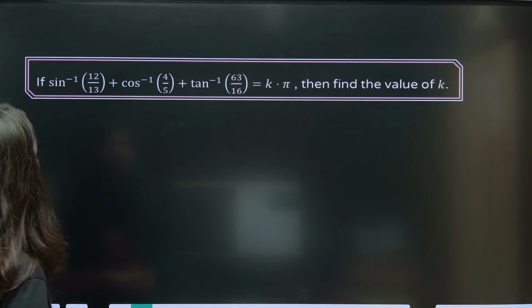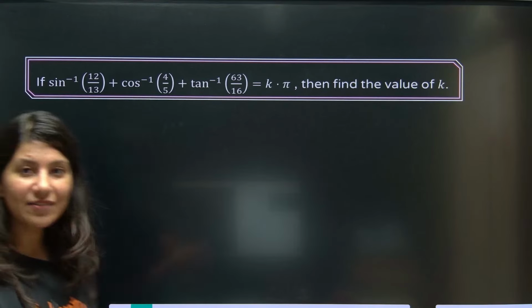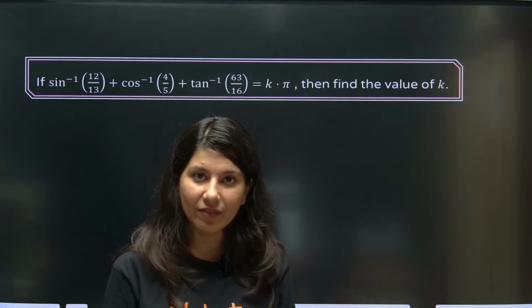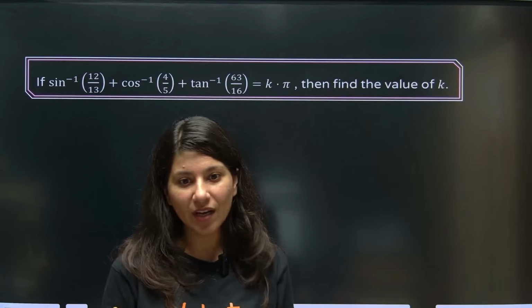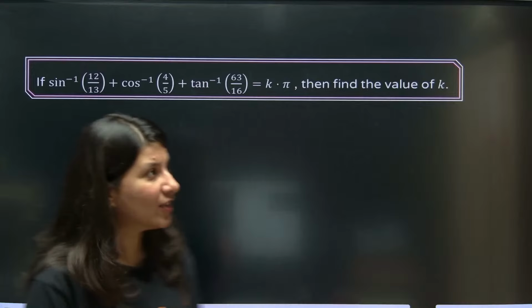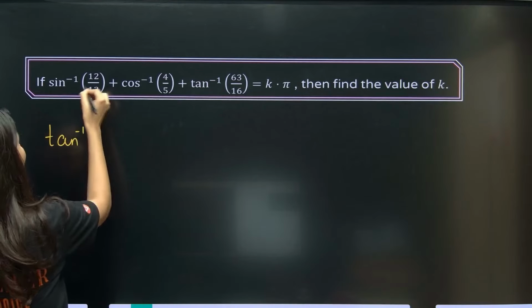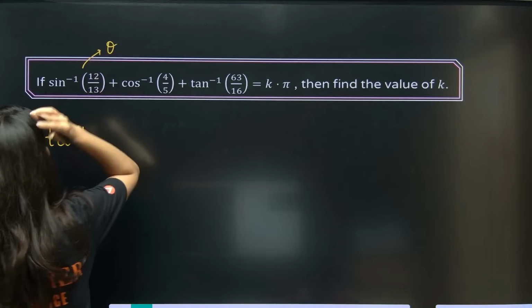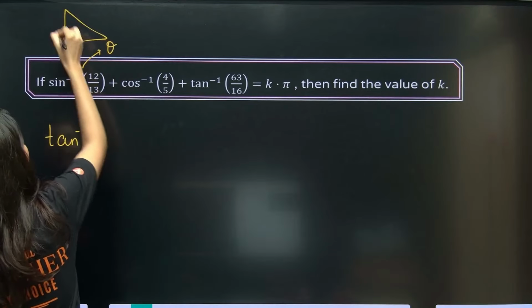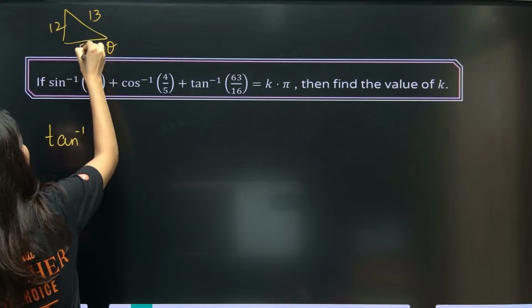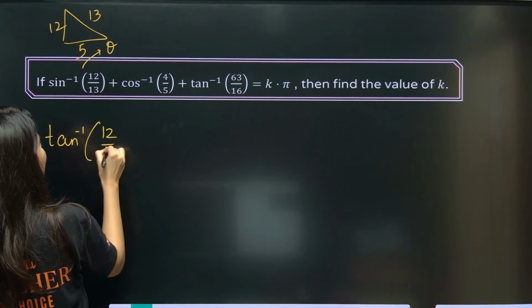Sine inverse 12 by 13. So whenever they give sine inverse, cos inverse, anything, I know only one formula. I will apply that formula. I don't care about sine inverse, cos inverse. So this is tan inverse. If you mark this as theta, this is 12, this is 13, so this is 5. So this is tan inverse 12 by 5.